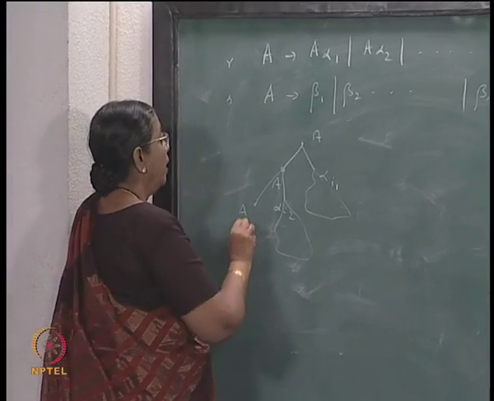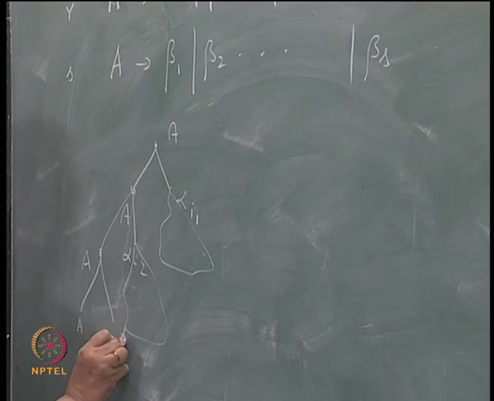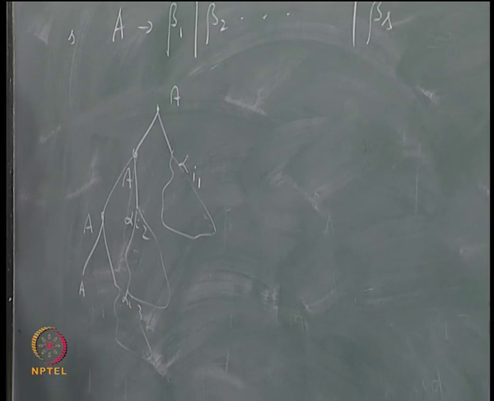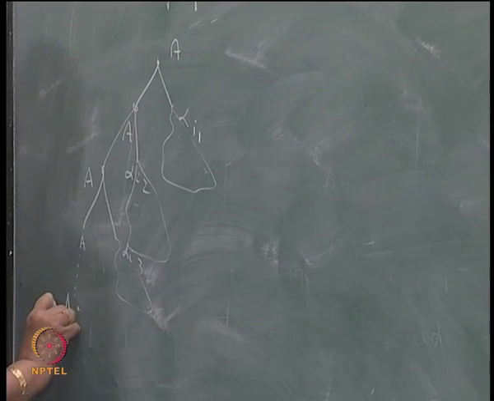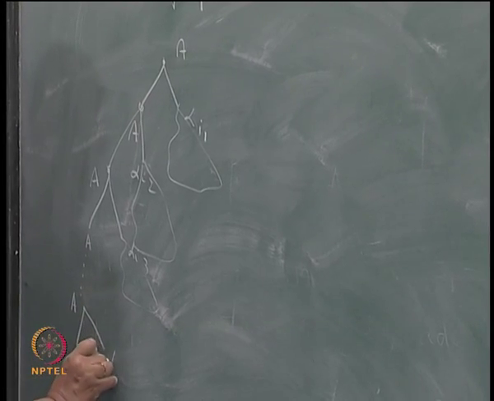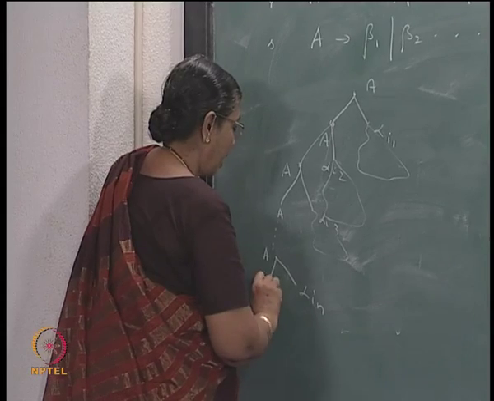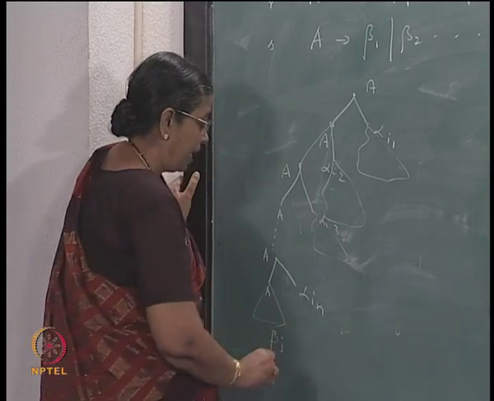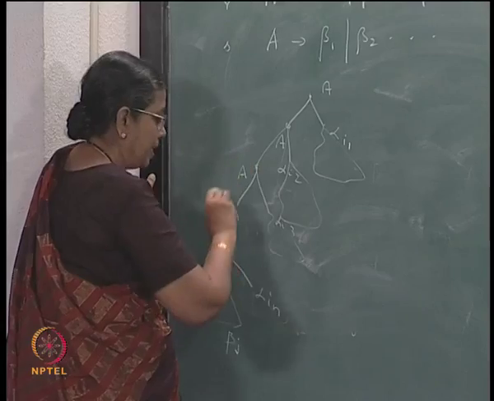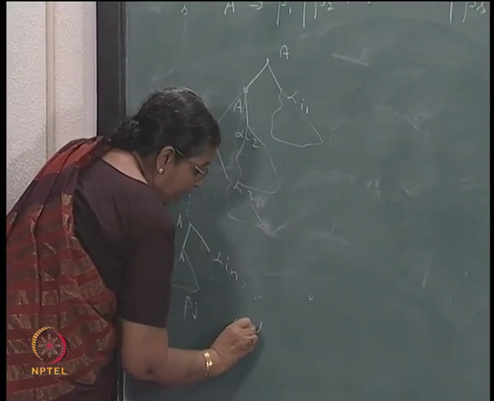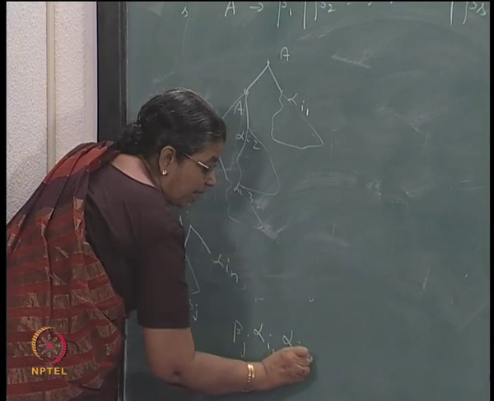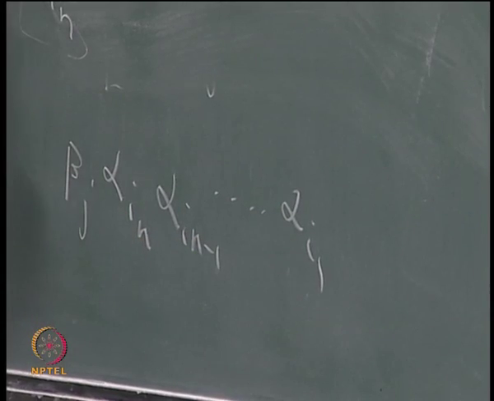Then again from this you have A alpha I 3, and from this you may derive something. You can proceed like this until you have A alpha I n. And then here you use a non-recursive rule, A goes to beta j. From this again you can derive something. So from this A, the string derived is beta j alpha I n alpha I n minus 1 ... alpha I 1. The string derived is this, okay.